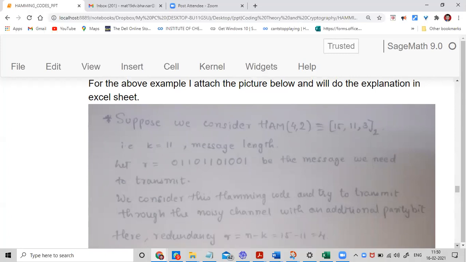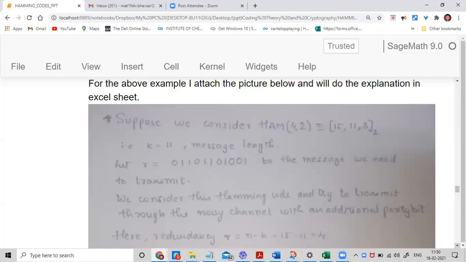So k is equal to 11. So the message length I can send is 11, with the redundancy equivalent to 4. I will explain what the redundancy is, etc. Now let t be the message we need to transmit. It has 11 bits of information which we need to transfer.